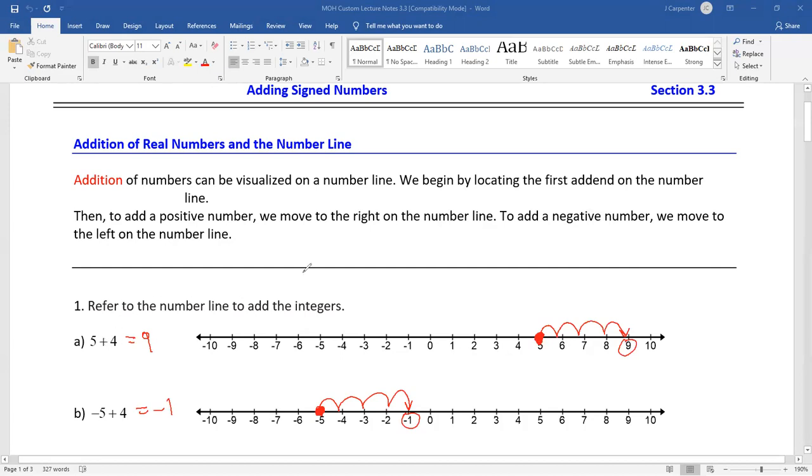So when we're adding a positive number, we go right. Now, unfortunately, I need to clear my screen. Give you a few more seconds. Okay.